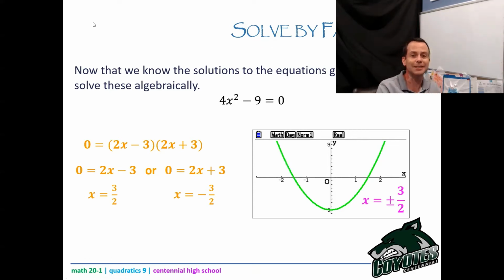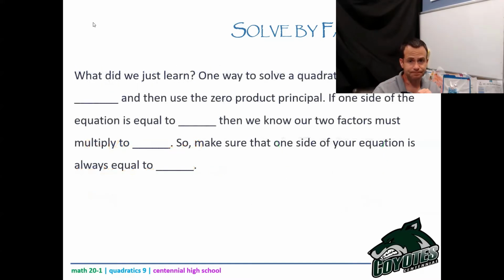Please, please, please listen to this statement. This does not work unless it equals zero, okay? Otherwise, you can't use the zero product principle, right? So super important that before you start factoring, everything's on one side and it equals zero, okay?